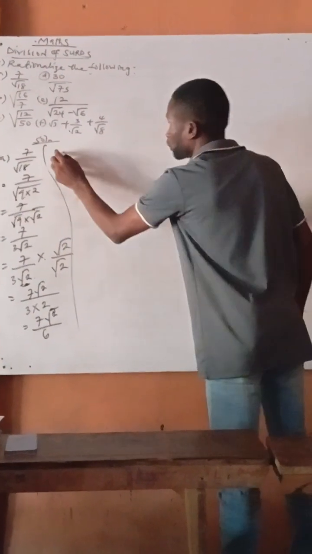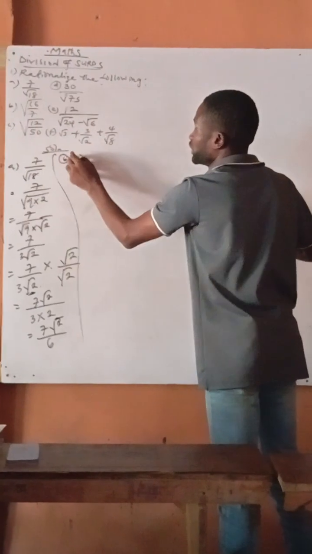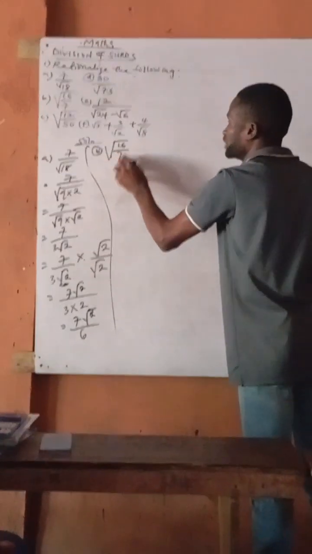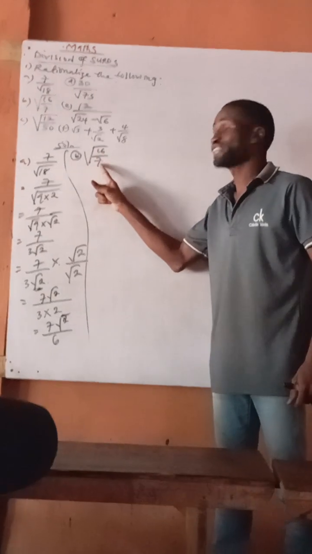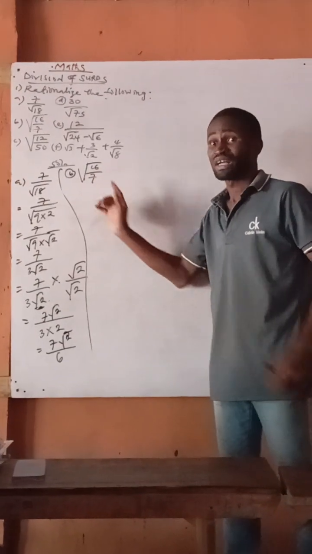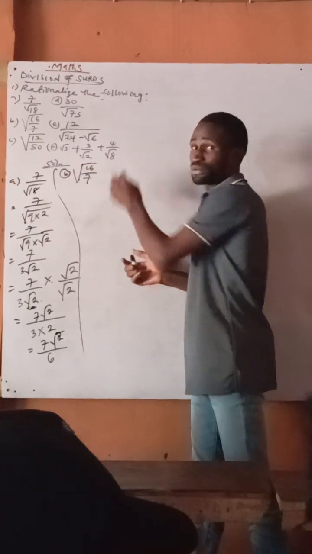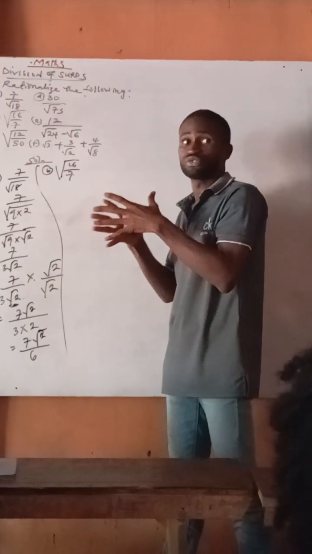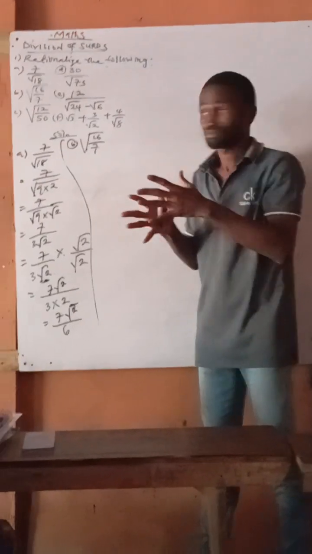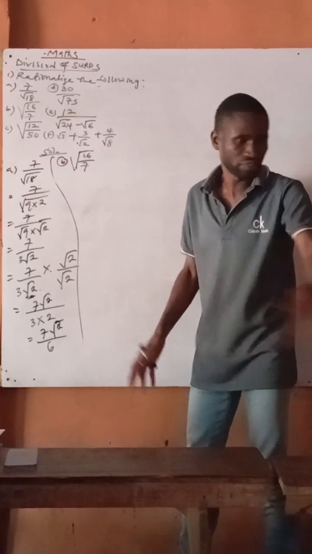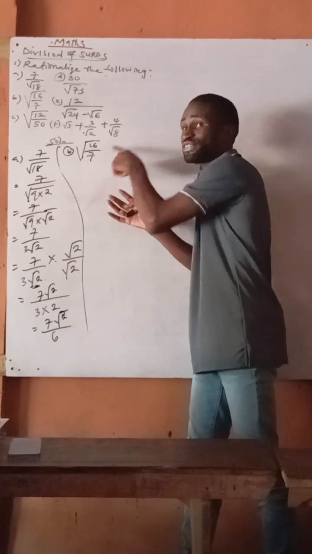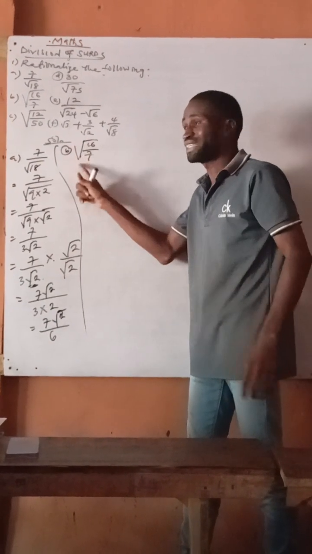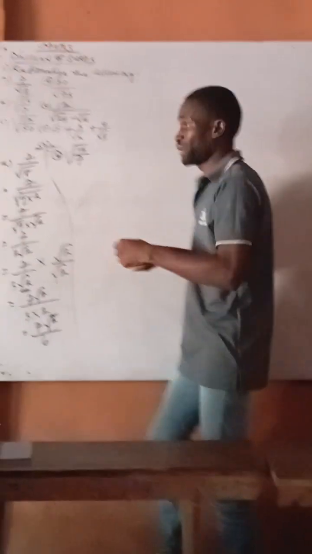Let's go down to B. So what is B saying? Now B is square root of 16 over 7. Now if you check, you notice that 16 and 7 are enclosed inside the square root. So it means that the square root is covering both 16 and 7. Boy, come this side. Again, you notice that 16 and 7 are embedded inside the square root, right? Yes. So we are going to separate it.